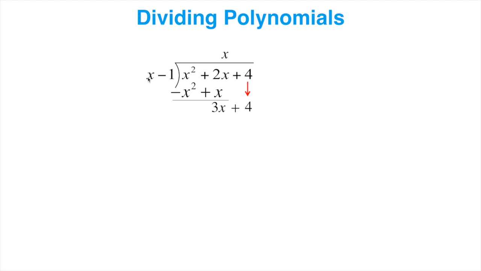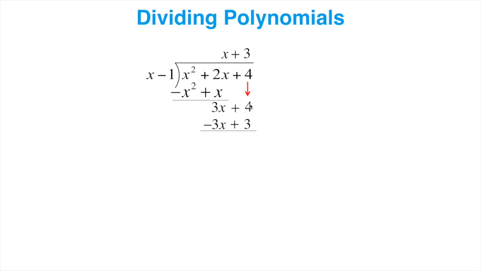Now I start again. What do I need to multiply x by to get to 3x? That would have to be a 3. So then I write my 3 on top. And I go through the process again, where I multiply this 3 here by whatever was out in front. So 3 times x gives me 3x. 3 times negative 1 gives me negative 3. And I change the sign. I subtract. There we go.